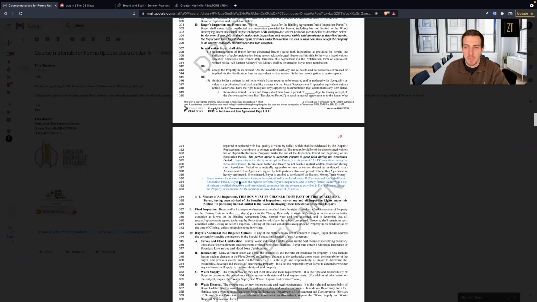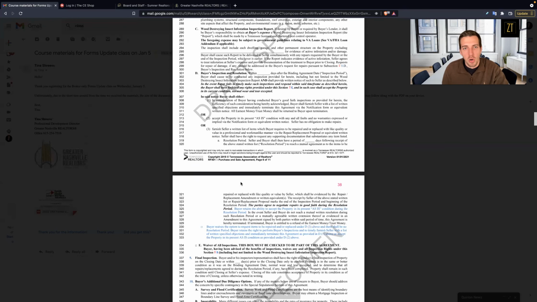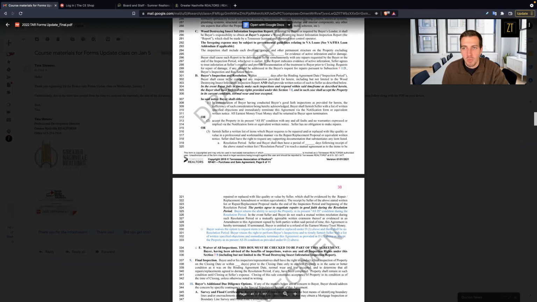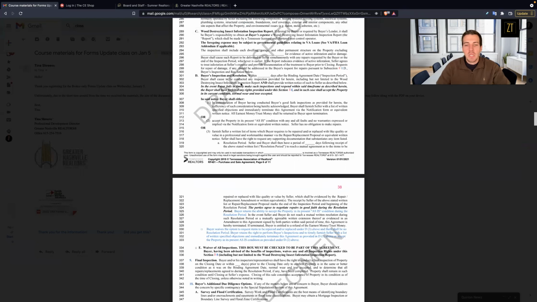Okay, here's the second biggest change. Under the buyer's inspection and resolution period, a lot of real estate agents were doing inspections on a pass-fail basis in special stipulations. However, they were writing all sorts of craziness in the special stipulations, leading to a lot of different interpretations, different liability. So they basically created a pass-fail checkbox for the inspections.